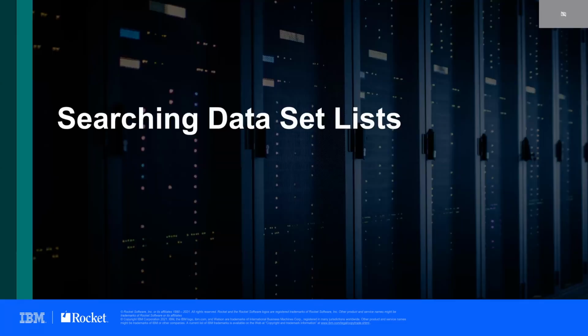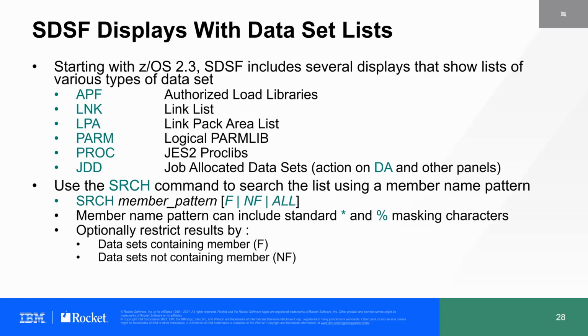Okay, so searching dataset lists. This is a recent-ish thing that we've added to the product since 2.3. We have some panels now in SDSF that show datasets. Interesting data sets: the APF list, link list, LPA, the logical parmlib concatenation, the JES2 proclib data sets, and more interesting as well is the JDD command, which shows the allocated data sets of an individual job. It's an action on DA and other panels, where you can ask what DDs that job has allocated.